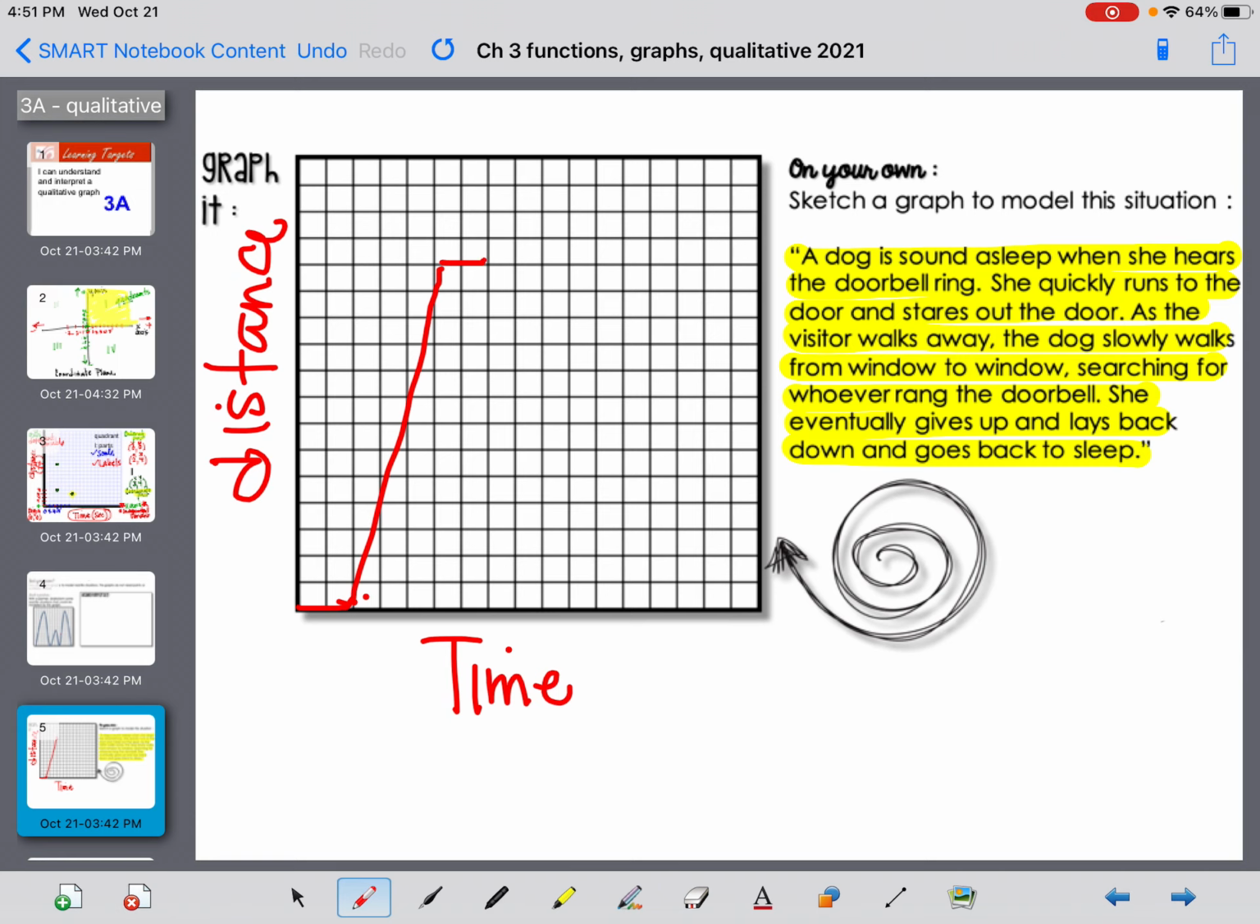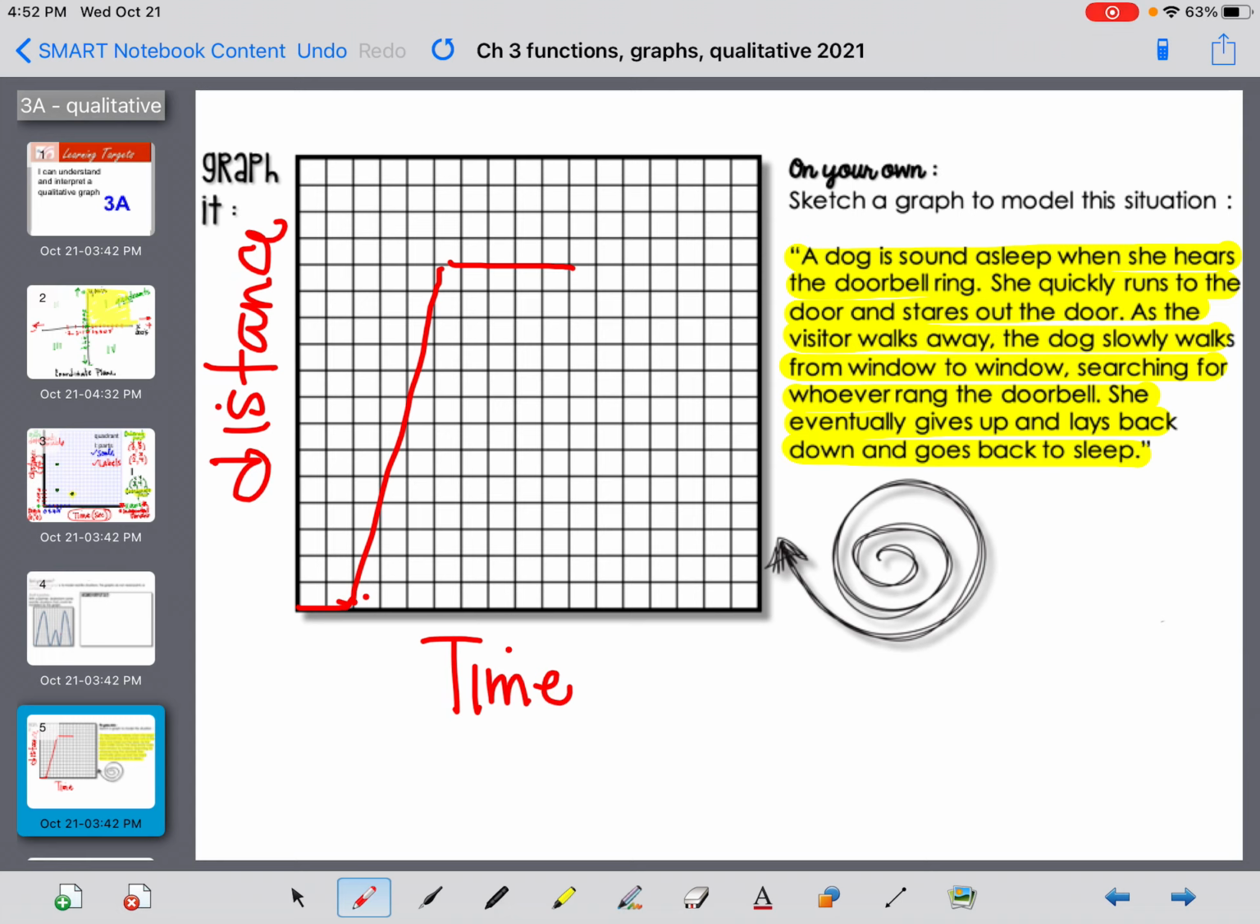And as the visitor walks away, the dog slowly walks from window to window. Well, she's still some distance away, right? Maybe she's getting closer to her dog bed, very slowly getting closer to her dog bed as she walks towards the window. So maybe her distance is kind of going down, or maybe the windows are at the same distance. I know for me, my windows are at the same distance as my door. I have a couple of windows that are next to my door. And so maybe she's staying at the same distance as she walks from window to window, searching for whoever rang the doorbell.